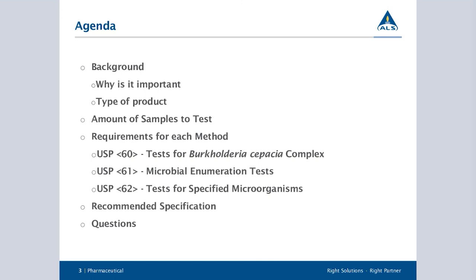So, a brief agenda. We'll go through the background of the type of product, why it is important to perform this analysis, and the details of each of the methods: the amount of sample to test and the requirements of each method, USP 60, 61, 62, and the recommended specification. And of course, at the end, we'll address any questions that you may have.